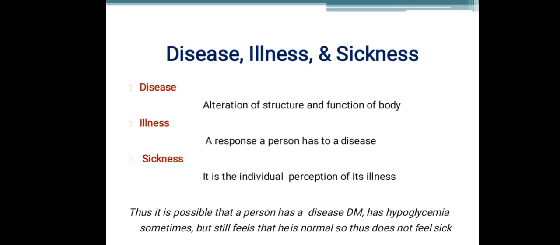Disease, illness, and sickness. Number one, disease. Alteration of structure and function of the body is known as disease. Illness. A response a person has to a disease is known as illness. Sickness. It is the individual's perception of the illness. Thus, it is possible that a person has a disease, DM, has hypoglycemia sometimes, but still feels that he is normal, so does not feel sick.